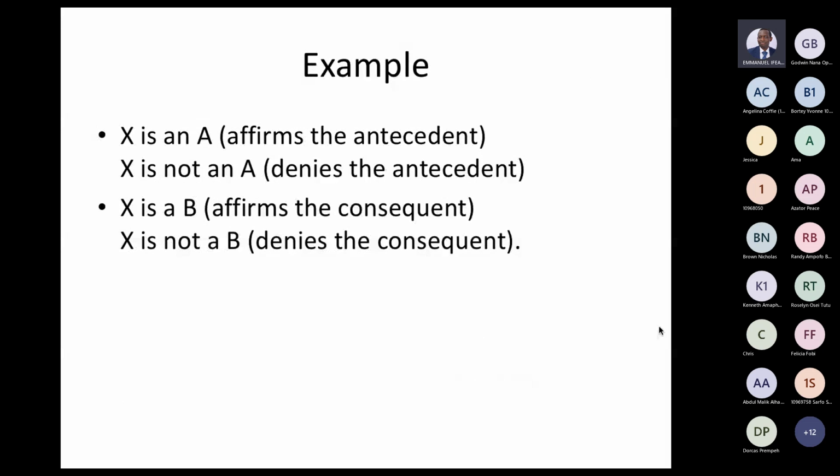Example, X is an A, affirms the antecedent. X is not an A, denies the antecedent. X is a B, affirms the consequent. X is not a B, denies the consequent.